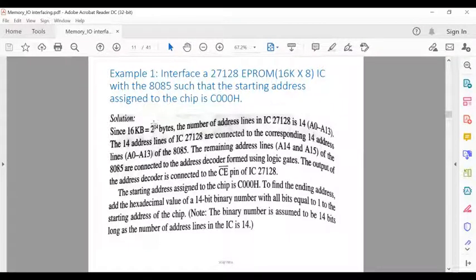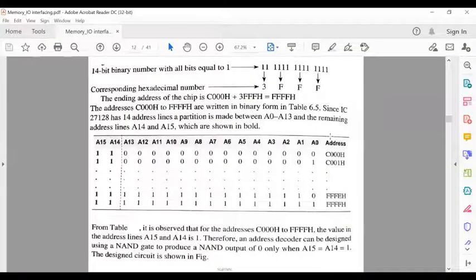So how many address lines are there? 14 address lines, and they must be selected from A0 to A13. These 14 address lines must be connected with both the microprocessor as well as the memory device. So A0 to A13 must be connected with both of these devices, the microprocessor as well as this ROM device.